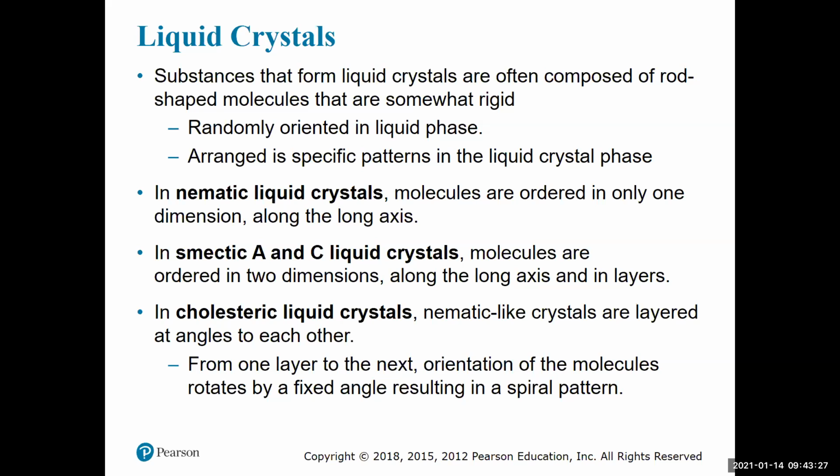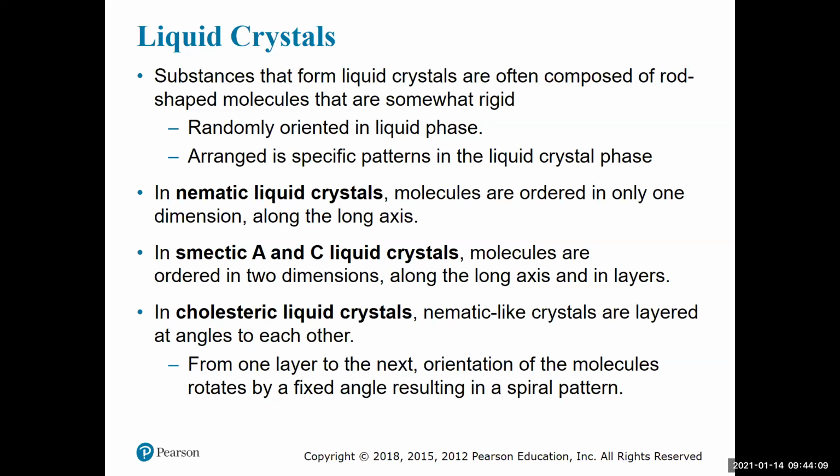There's something called smectic A and smectic C liquid crystals, and these are ordered in 2 dimensions. They're ordered along the long axis, the long axis of that cigar-shaped molecule, and they're in layers. We'll see a little cartoon of this in a moment, which I think makes this clearer. The cholesteric liquid crystals, nematic-like crystals, are layered at angles to each other. From one layer to the next, the orientation of the molecules rotates by a fixed angle, so it's kind of like a spiral.